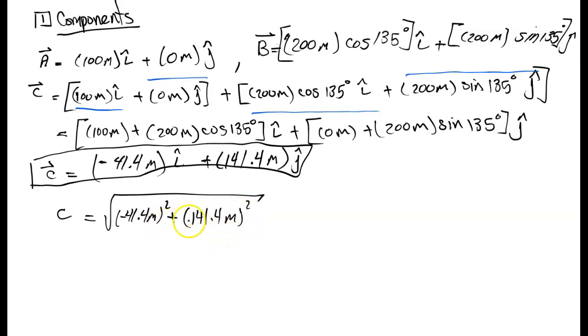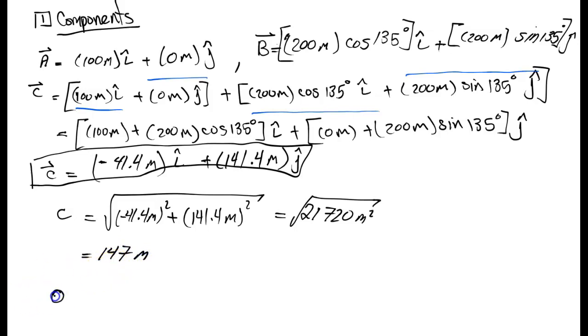And notice that we need about 4 significant figures for this. So this is the same as the square root of 21,720 inside the square root. And if we take the square root of that, we get about 147 meters.